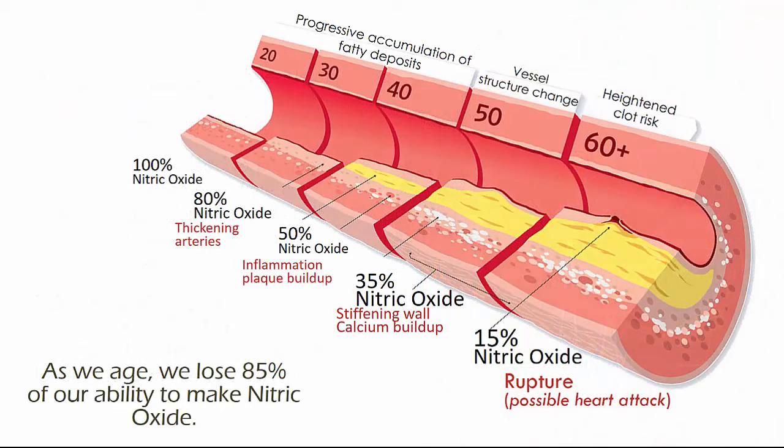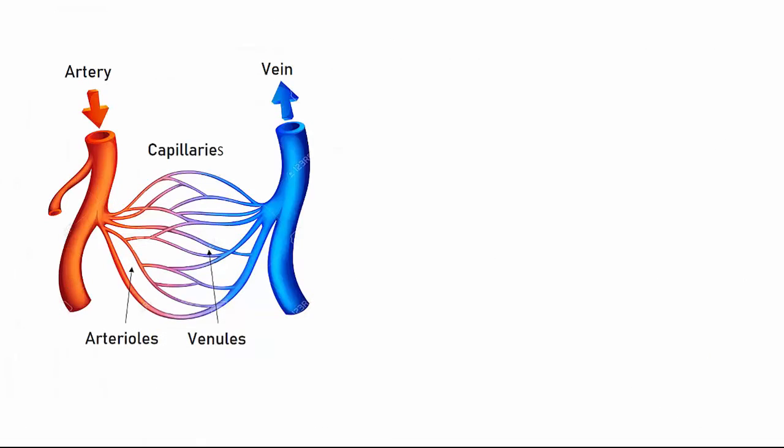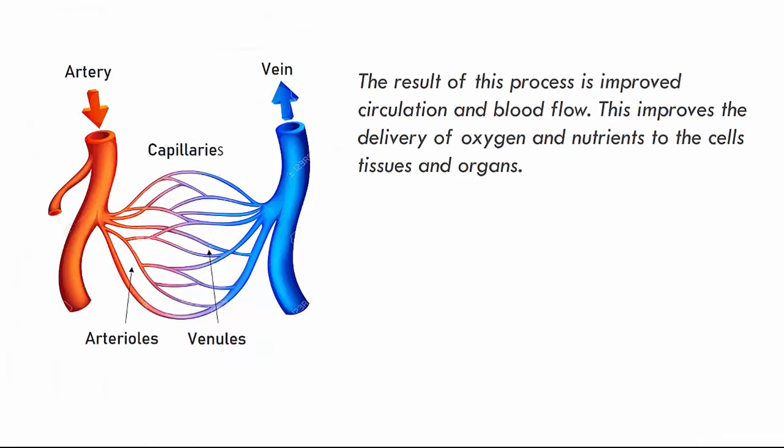Nitric oxide, when at sufficient levels in the bloodstream, can initiate reparative mechanisms to heal damage done to the endothelium. Current research indicates that nitric oxide can help to reverse plaque formations, which can return the endothelium and the vascular wall to a supple and healthy state. The result of this process is improved circulation and blood flow.